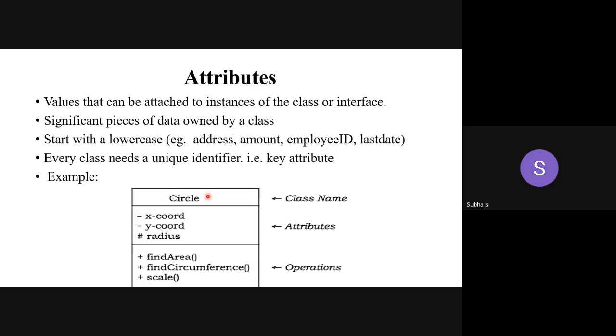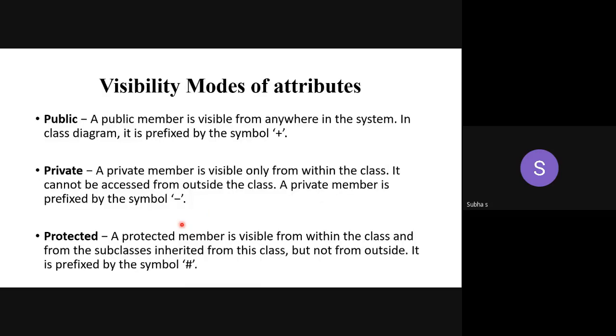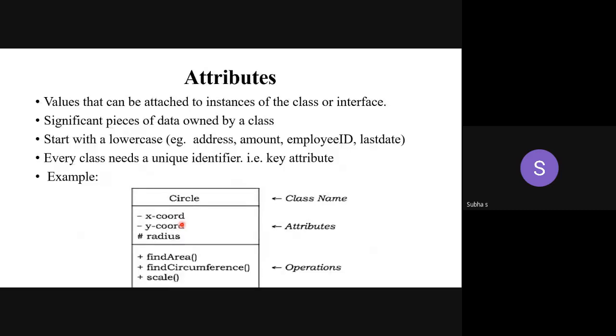The name of the class is circle. Yes, for the circle, we are having 3 attributes. We will move on to the visibility modes here. Though I told you already, let's see it in detail. This is not a minus, hyphen symbol, this one. X hyphen coordinate, or you can mention it as x coordinate without hyphen. Then the second attribute is y coordinate and the third one is radius. So these are the three different attributes.